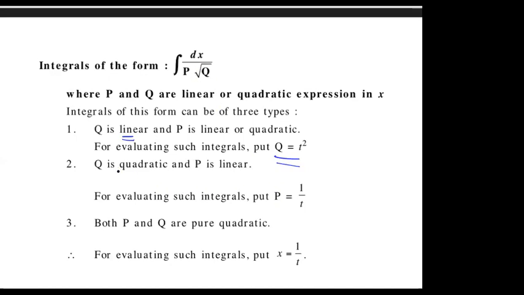And when Q is quadratic and P is linear, right? When Q is quadratic and P is linear, put P equals 1 by T. So P is the entire function, entire linear function. So put the entire linear function as 1 by T. But when you have P and Q both quadratic, so you put X equals 1 by T, right? So this is a difference. Here you have to put the entire linear function as 1 by T, but when both are quadratic, you have to put just X equals 1 by T. Then the expression you will get will be in the integrable form, right?